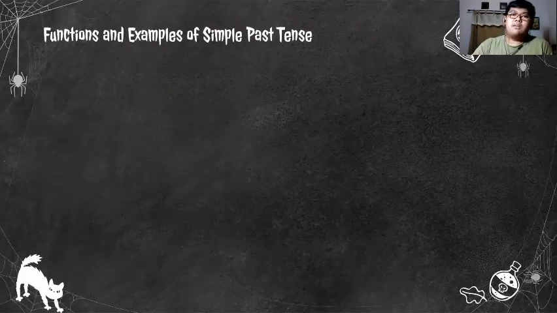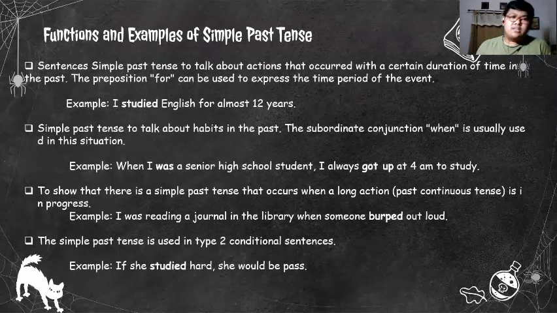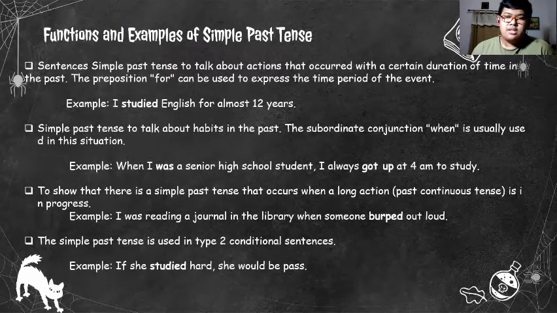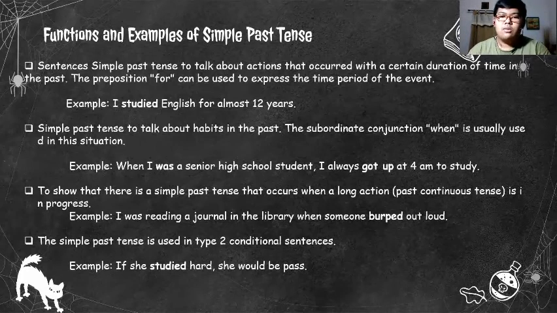Now the function and example of simple past tense. The simple past tense is usually used to talk about an action that occurred within a certain duration of time in the past. The preposition for can be used to express the time period of the event. Just like for the example: I studied English for almost 12 years. And the simple past tense can be used to talk about habits in the past. The subordinate conjunction when is usually used in this situation. And then to show that there is a simple past tense that occurs when a long action, or past continuous tense, is in progress. Or the simple past tense is used in type 2 conditional sentences. Like all of those.